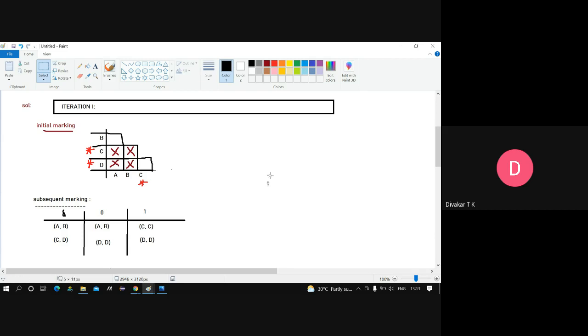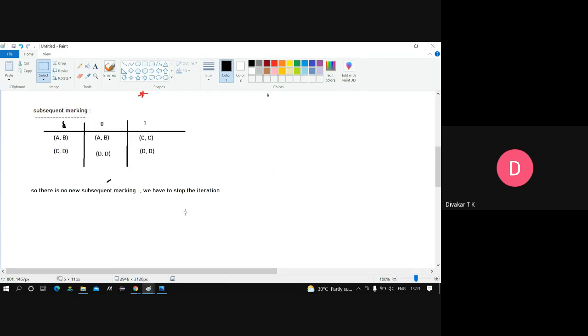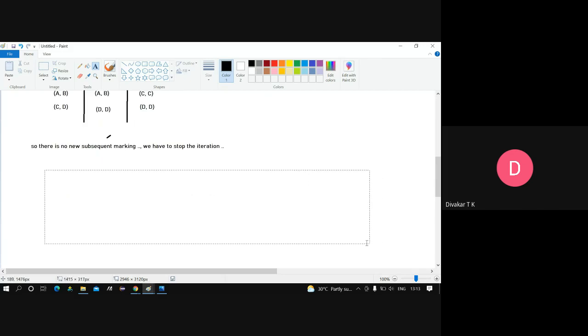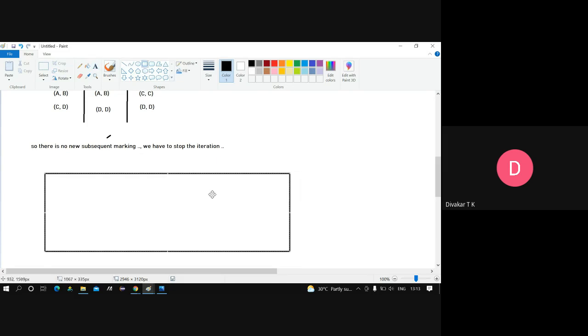Once you stop the iteration here, we have to tell, meaning we have to find the indistinguishable and distinguishable states. In the examination also, please make a box and write it beautifully. Don't mess up everything.